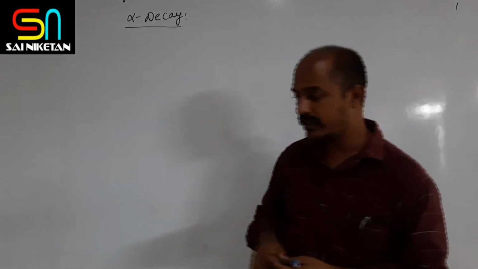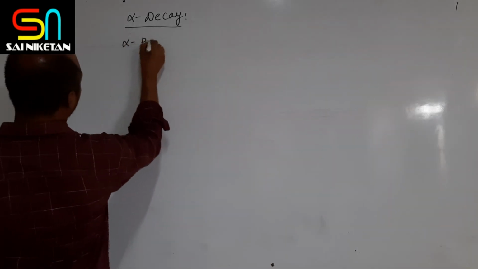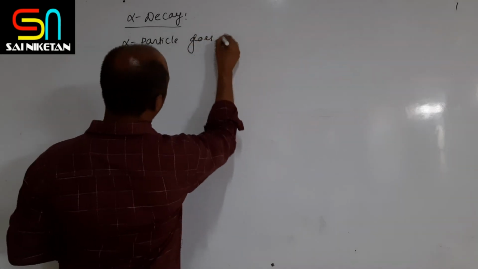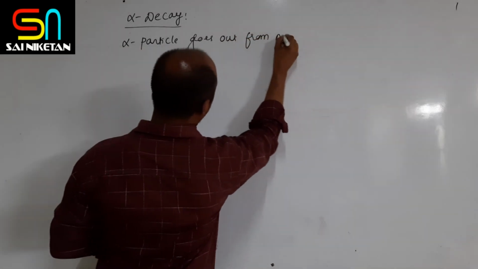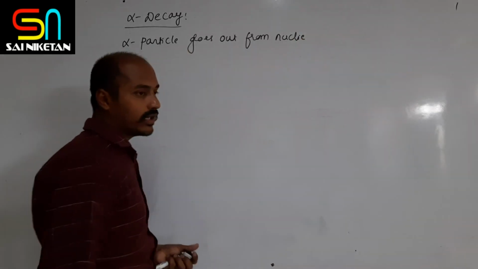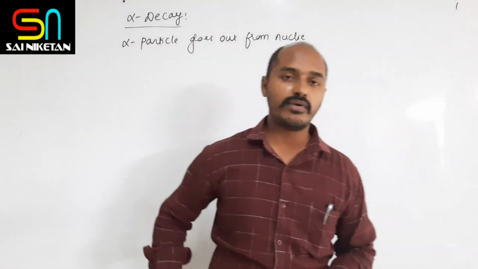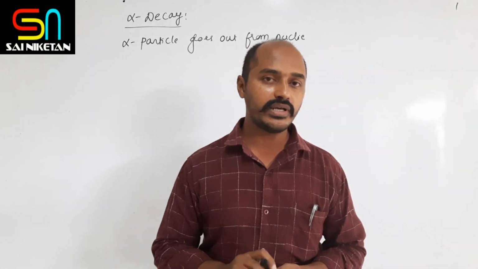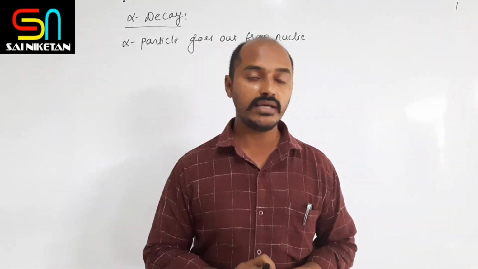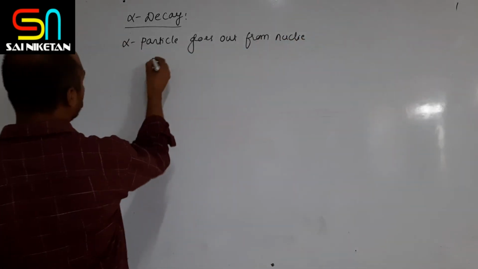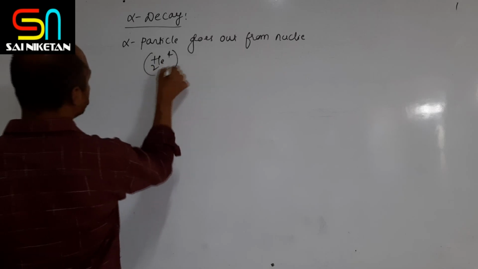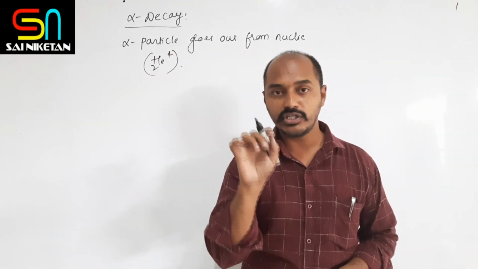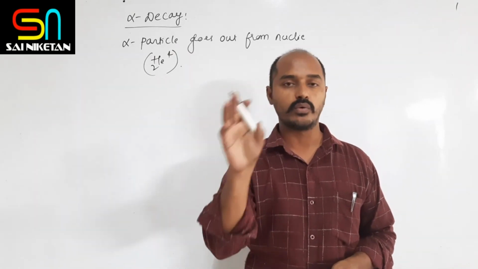Alpha decay means the alpha particle goes out from the active nucleus. When an alpha particle goes out, I can say that it is called alpha decay. Now we identify alpha particles: alpha particles are nothing but helium nuclei. So if alpha decay is taking place, a helium nucleus, or you can say a helium atom, goes out.